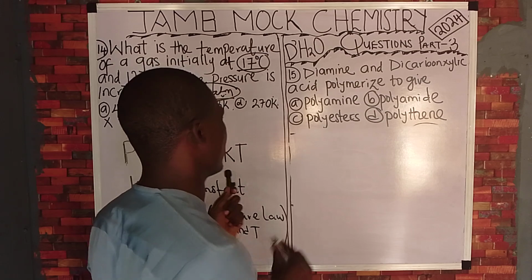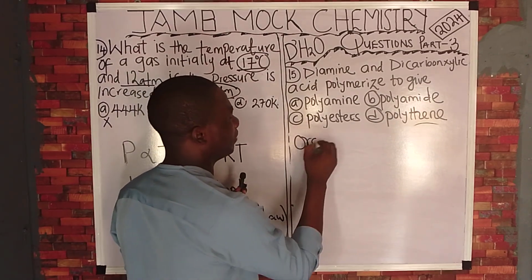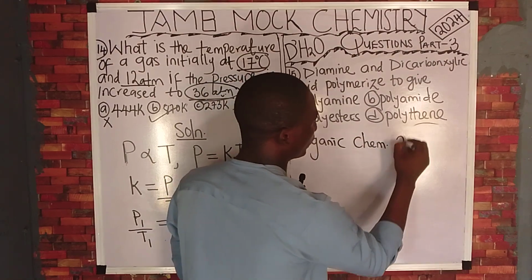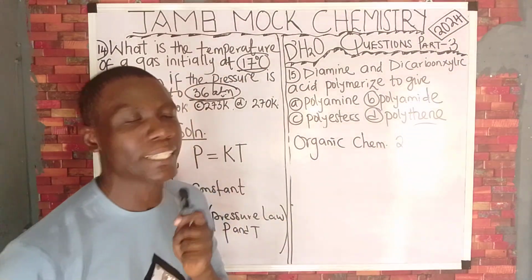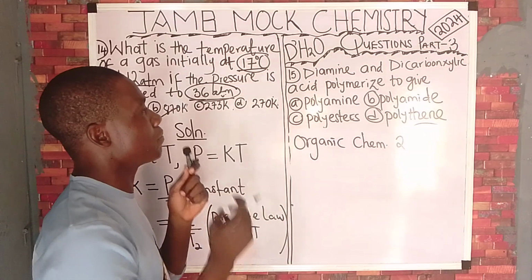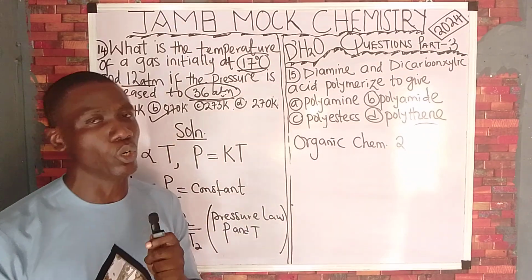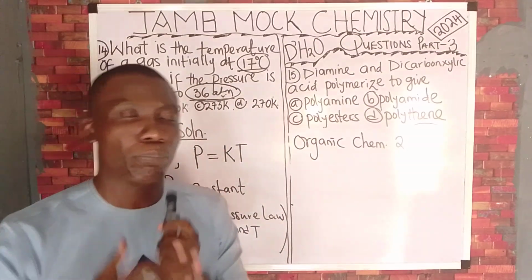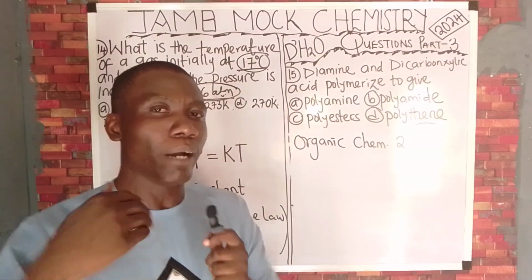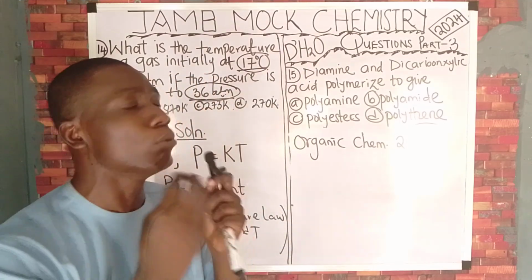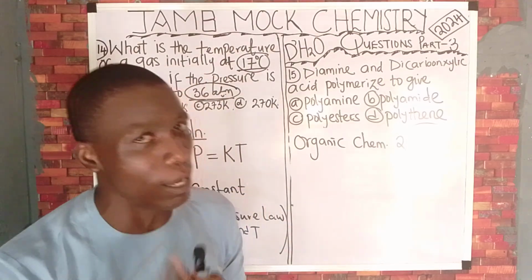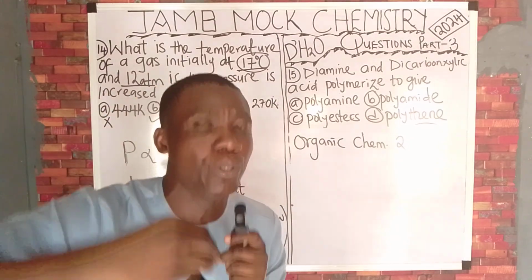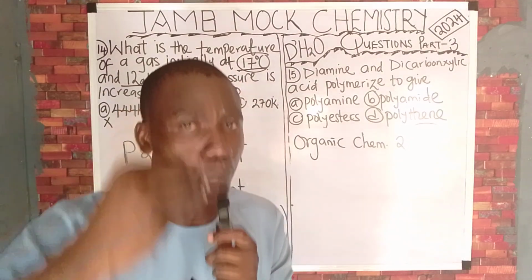Question number 15 is strictly from Organic Chemistry 2. It is based on polymerization reaction. Remember, I told you in my previous video that polymerization is a process by which two or more simpler molecules called monomers combine together to form a giant molecule which we call the polymer.